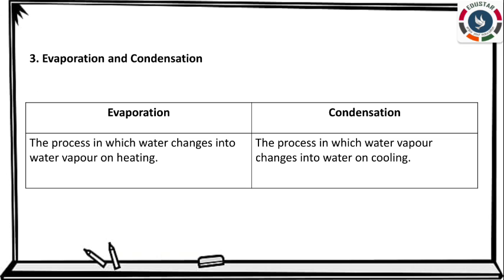So, evaporation and condensation. You have to write the difference between evaporation and condensation. The process in which water changes into water vapor on heating is called evaporation. The process in which water vapor changes into water on cooling is called condensation.